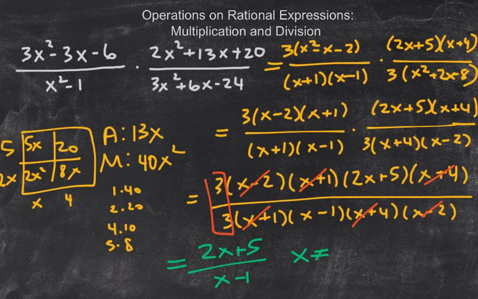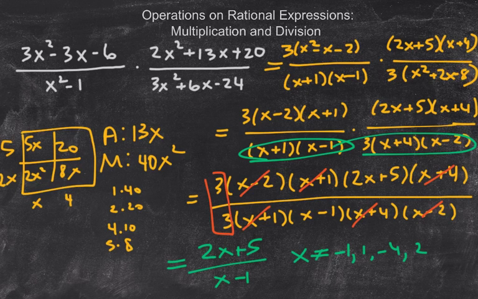We want our excluded values to be the values of x that made the original expression undefined. So I'm seeing I don't want positive 1 or negative 1. I also don't want negative 4 or positive 2. So I'm looking at the factored version of the denominators from my original expression before I canceled anything out.